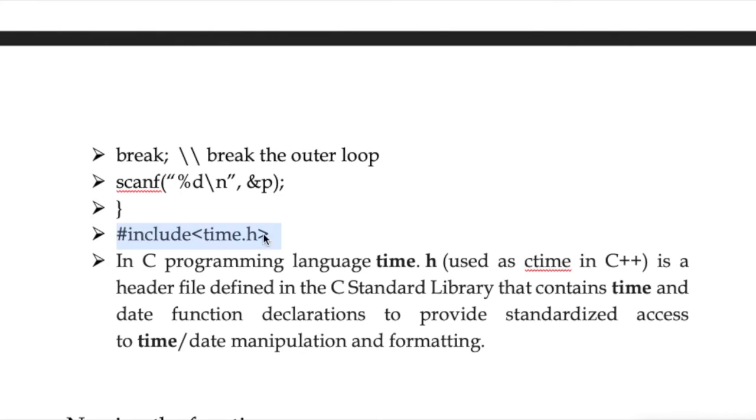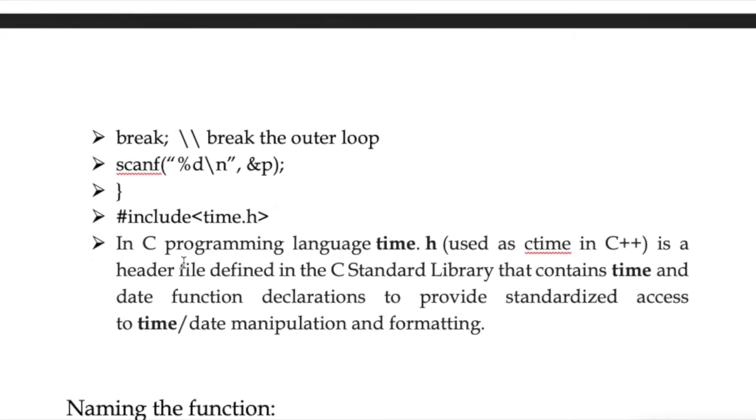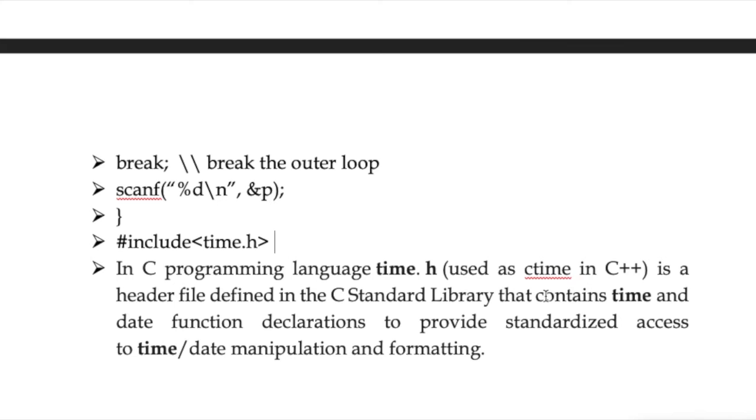Another preprocessor directive is hash include time.h. In the C programming language, time.h, used as ctime in C++, is a header file defined in the C standard library that contains time and date function declarations to provide standardized access to time or date manipulation and formatting. This would be included when we are going to convert years to minutes or in such cases. We will be discussing it also.